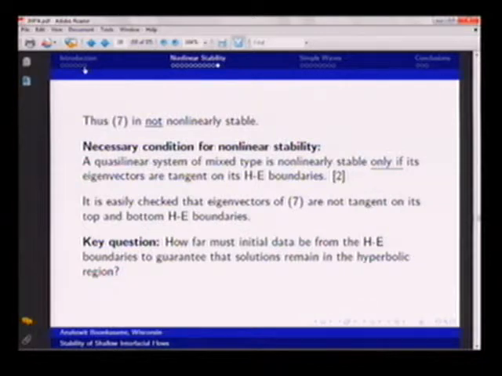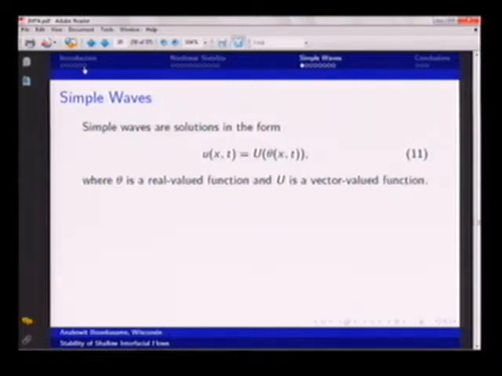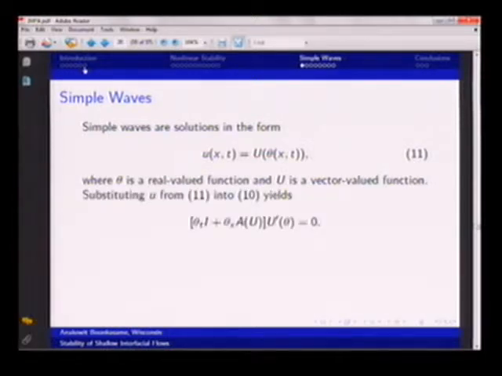So here's the key question of this whole talk. How far do we have to stay inside the hyperbolic region to guarantee that we never escape the hyperbolic region? To answer this key question, I need to introduce the notion of simple waves. A simple wave is a solution in this form. It's a composition of a vector-valued function and a real-valued function, u and theta respectively. Now, if you plug this expression back into equation 10, let me write down equation 10. It's this equation.